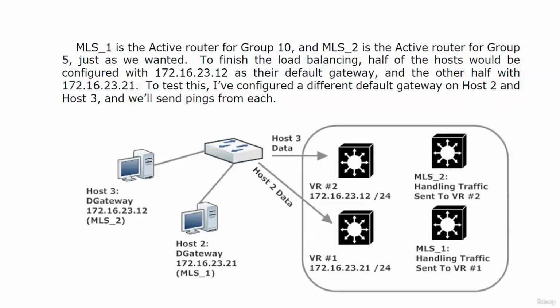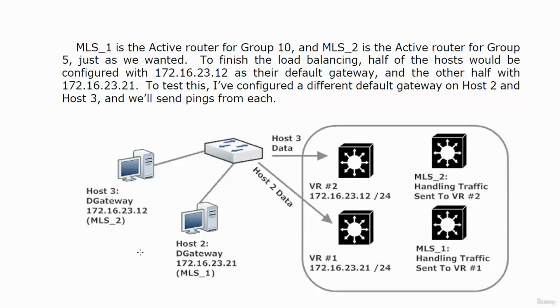And here is essentially what we have now. We're going to test this in a moment, because remember I said something about the hosts? We're not quite done with our load balancing until we give about half of our hosts one of the virtual router IP addresses for a default gateway. Then we give the other half of the hosts the other virtual router's IP address as a default gateway. That's the way you've got to split it up.